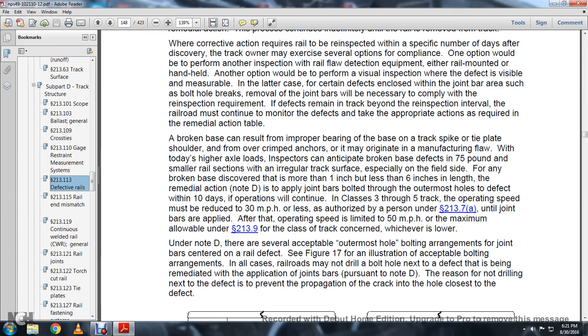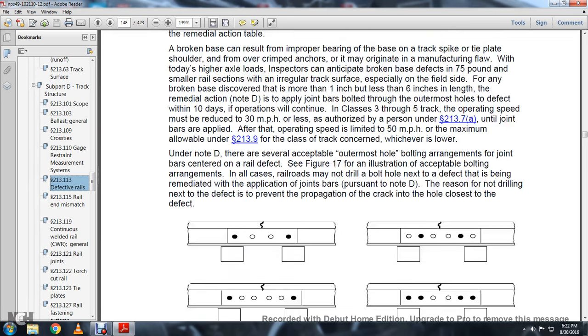For any broken base that is discovered to be more than 1 inch but less than 6 inches in length, the remedial action, note D, is to apply joint bars bolted through the outermost holes, with the defect centered within 10 days. If operations continue in class 3 through 5 track, the operating speed must be reduced to 30 miles an hour or less, unless authorized by a person under statute 213.7a, until the joint bars are applied. After that, the operating speed is limited to 50 miles an hour or the maximum allowable under statute 213.9 for the class of track concerned, whichever is lower.